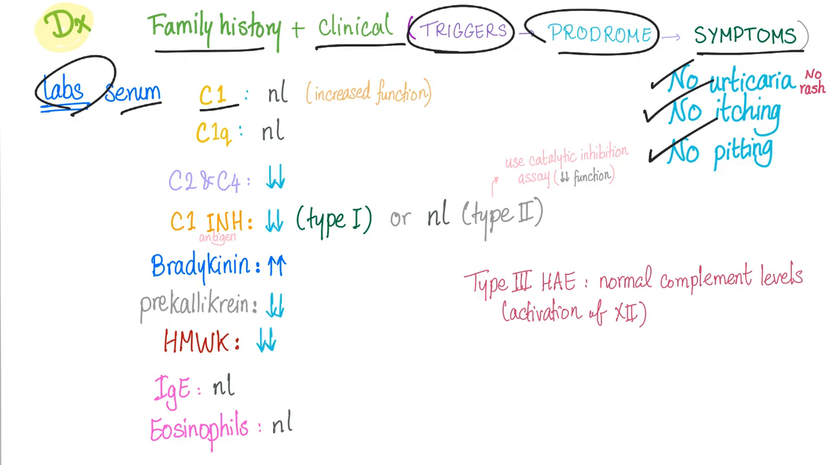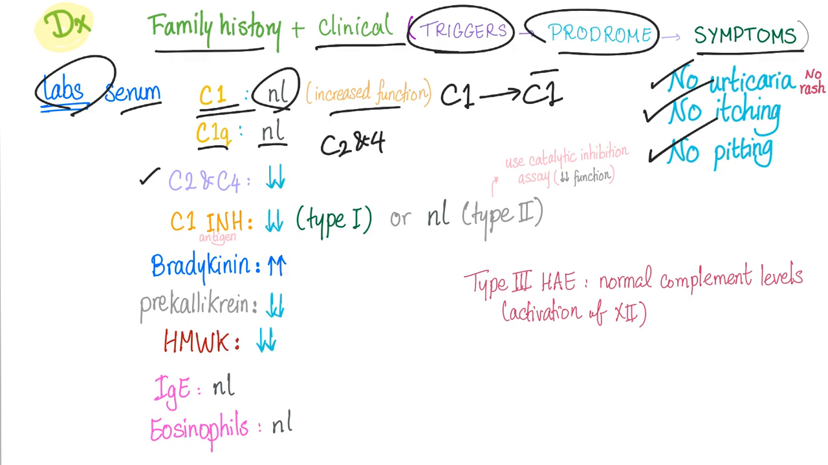How about the C1 protein of the complement? It's normal. Indeed, it has increased function. All we have is converting C1 into active C1, so C1 is normal. C1q is also normal. C1q is part of the classical complement. Then we have C2 and C4. C2 and C4 are consumed. Why? Because they are being converted into, I don't know, like C42 and C whatever, but they are converted into something which will decrease their amount because all of them have become the active form.